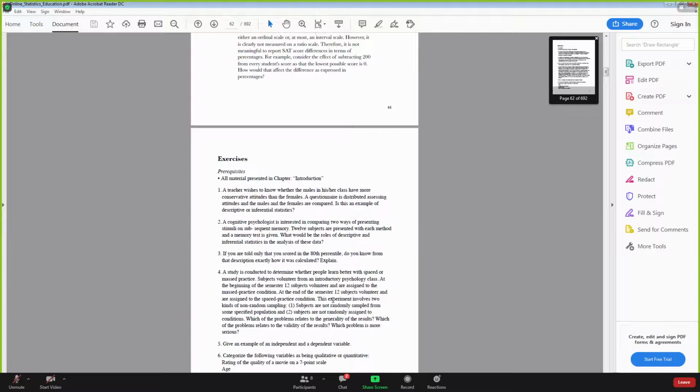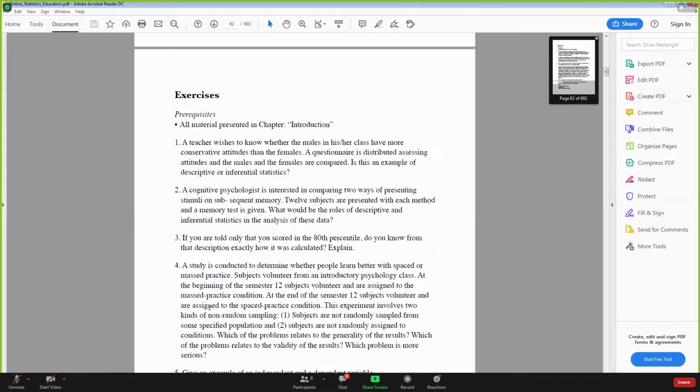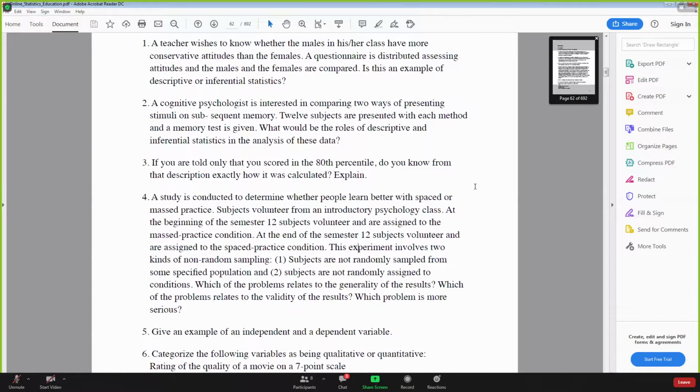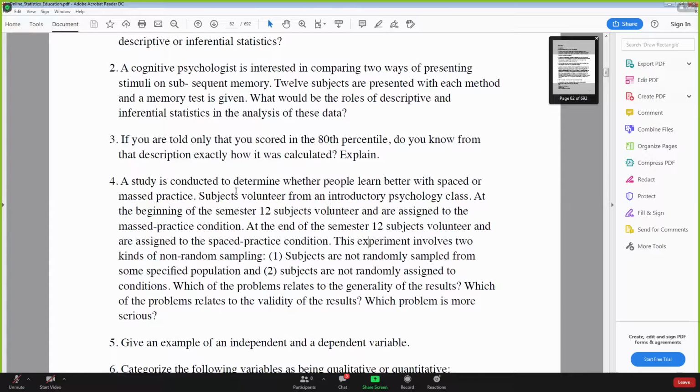Okay, good. So let's consider 4. Okay, so what do you think? I'm not going to read it out, because you can read. So we have the study, and then we have math practice, and we have interleaved practice or spaced practice.